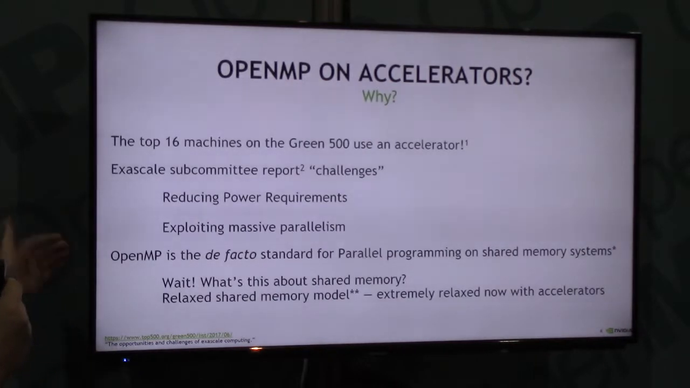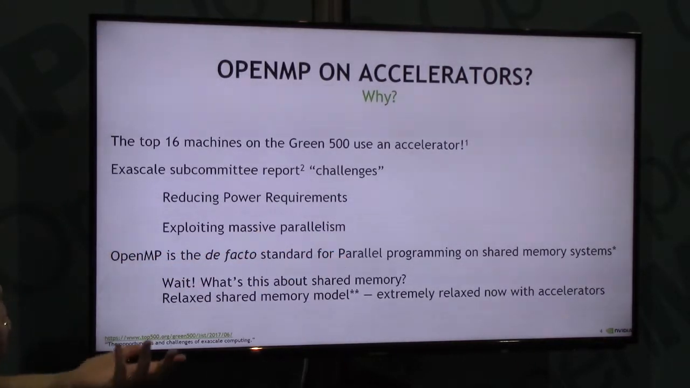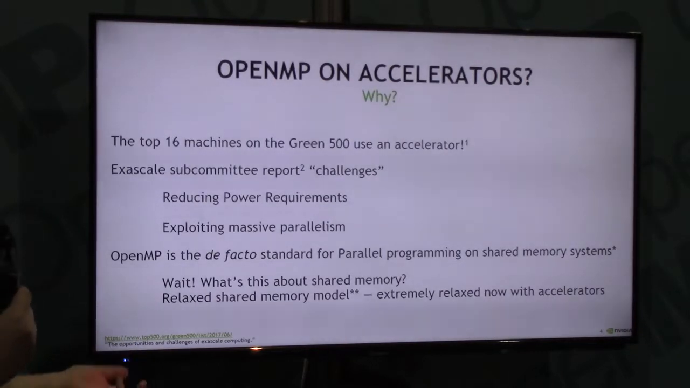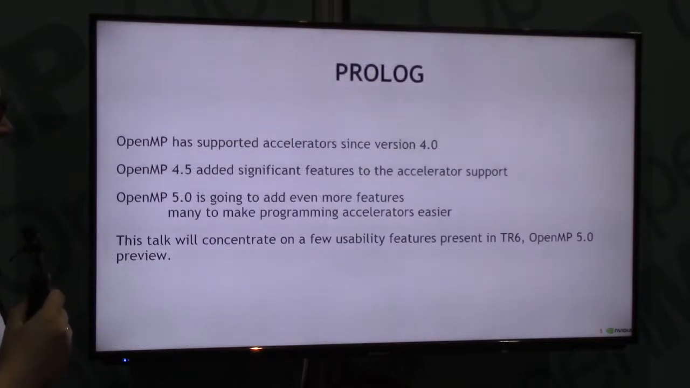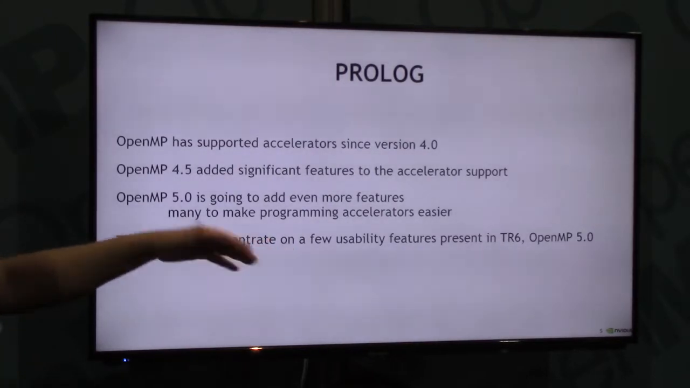So the other thing, why is OpenMP doing this? OpenMP is the de facto standard for parallel programming. It says shared memory. Most people think of shared memory as different than accelerator shared memory, but it's shared memory nonetheless. We just expose it in a slightly different way. OpenMP has supported accelerators since 4.0, 4.5 added stuff, 5.0 is going to add even more stuff. We're just going to talk primarily about what's in TR6, which is 5.0.